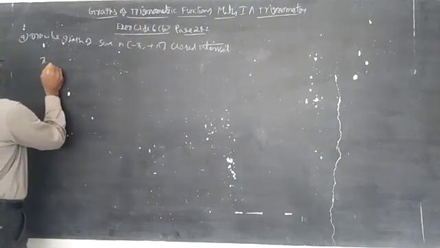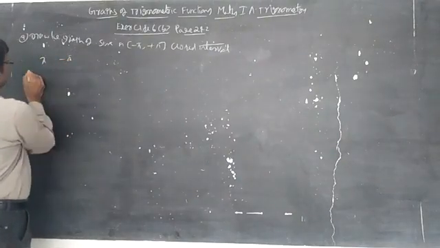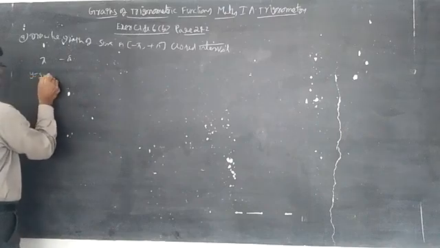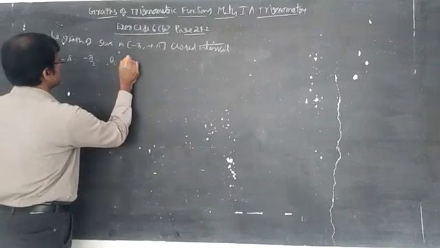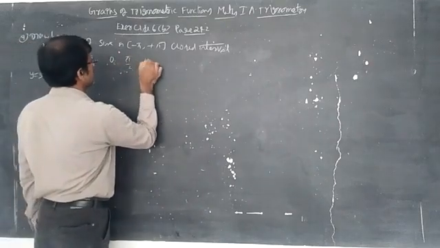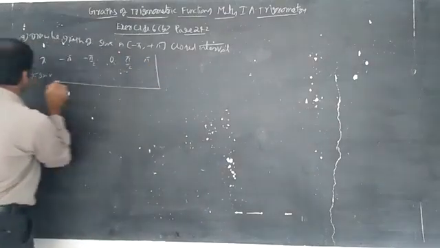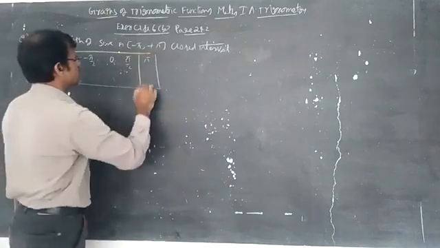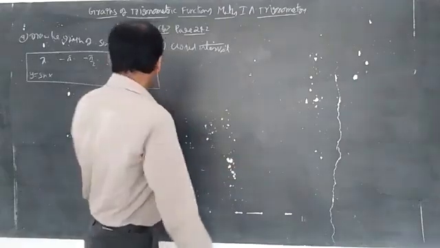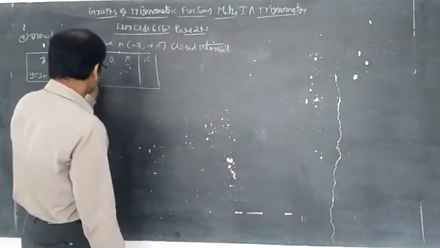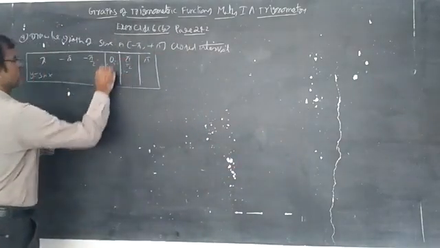Take a gap of pi by 2. Here is x, and this is y equal to sin x: minus pi by 2, 0, pi by 2, pi. I have taken only a 90 degree gap. Pi means 180, pi by 2 means 90, so you can understand the 90 gap: minus pi by 2, 0, pi by 2 and pi.